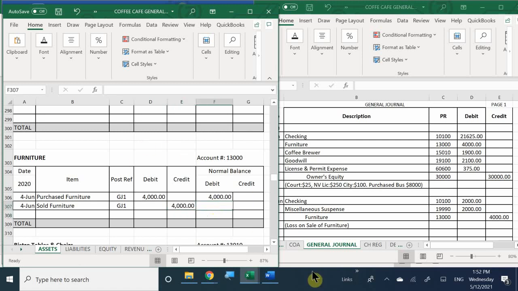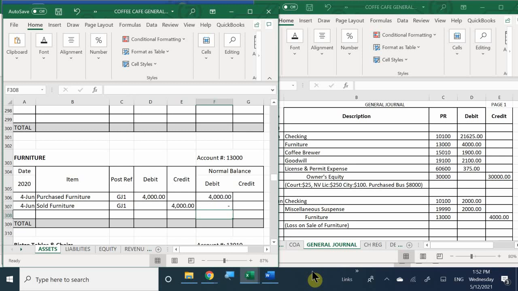Okay? So once again, the formula here is you take your previous balance plus any debits, minus any credits. Therefore, you should get a 0 balance, because I subtracted out my credit of 4,000 to bring my account balance down to 0. This is a perfect example of how the running normal balance works. I acquired furniture, I got rid of the furniture, so now I'm back down to 0. Okay, any questions?